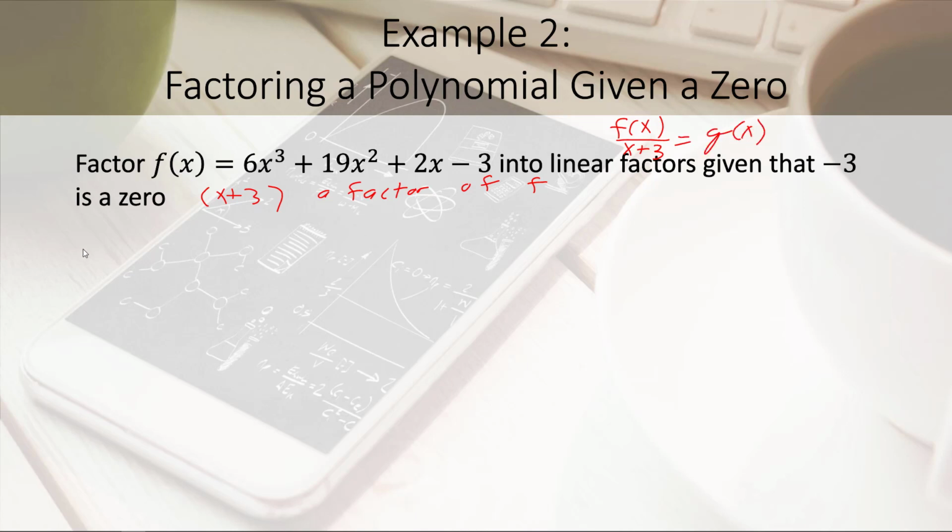So let's go ahead and do that and figure out what that is. Here we're going to, once again, use synthetic division. Our coefficients are 6 for the cubic term, 19 for the quadratic term, 2 for the linear term, and negative 3 for the constant term. We're going to divide all of that by negative 3. Bring the 6 down, and let's go ahead and do the math.